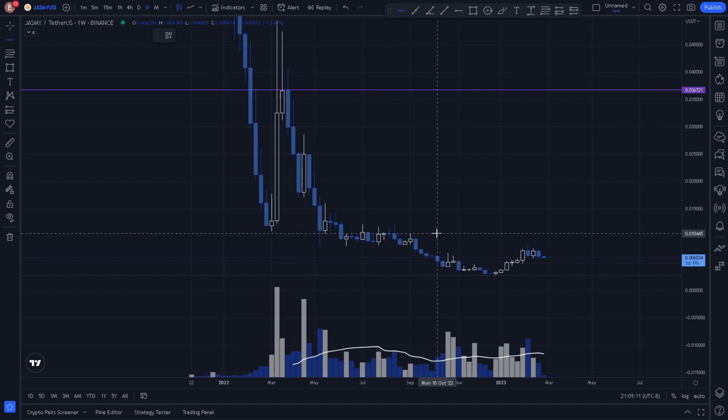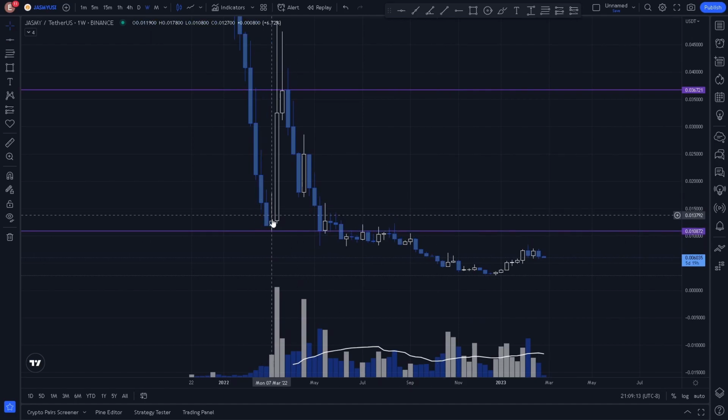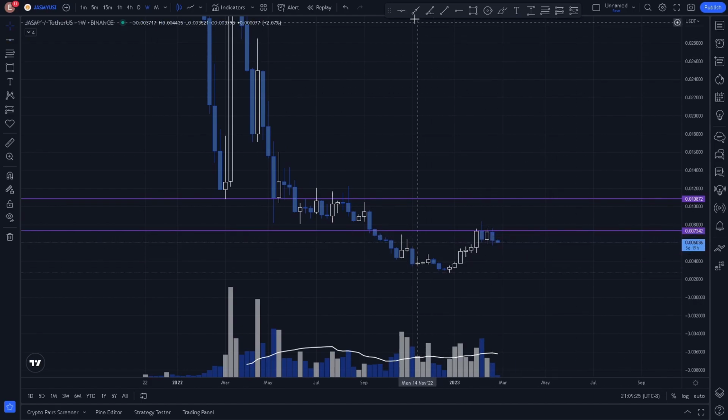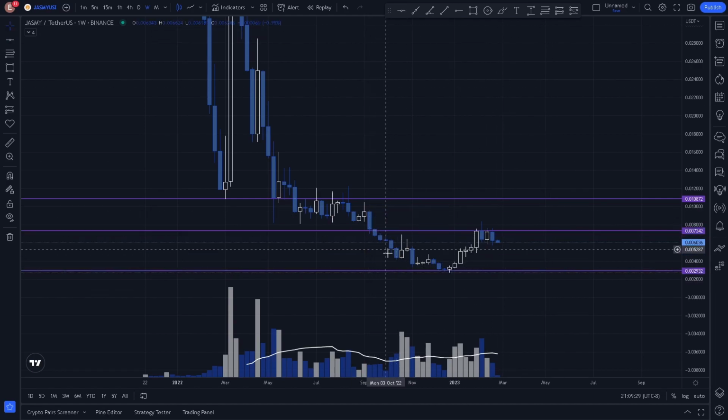We can also see a key level here where we see multiple reactions acting as support and resistance. And our most recent key level acting as resistance here. We can also plot our weekly swing high. This price came down, hit, and reversed.